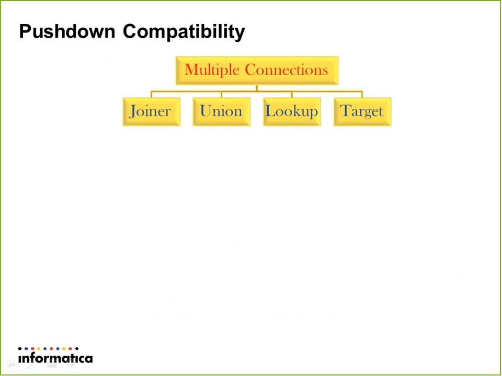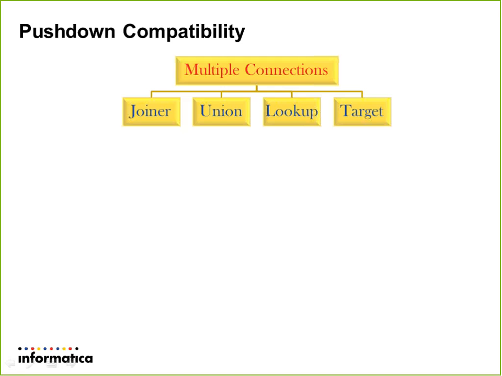As seen, multiple database connections could be involved when there are transformations like joiner, union, lookup, and target, other than the source. This is because each database entity involved will have its own database connection configured on the session. To push a transformation with multiple connections to a database, the connections must be pushdown compatible in the first place.